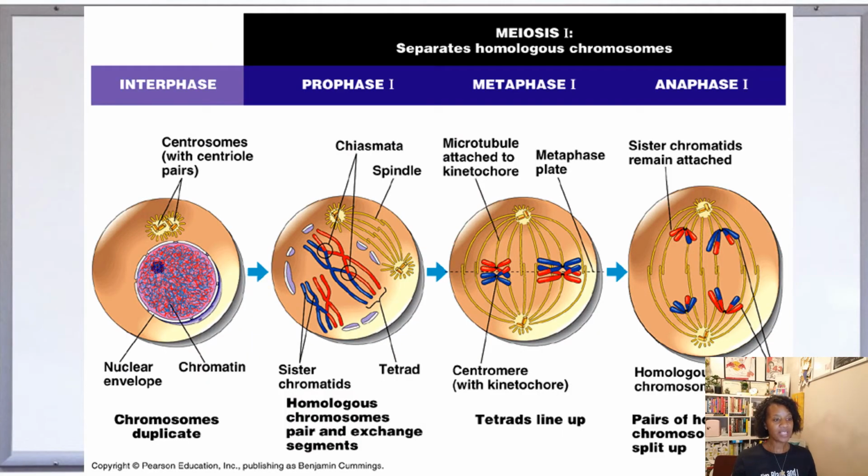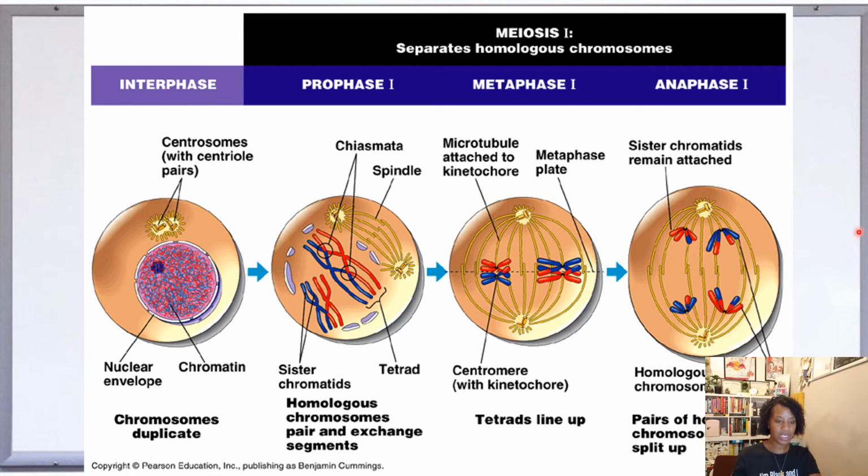In anaphase 1, we're here now. In anaphase 1, the microtubules pull the linked chromosomes apart. So in metaphase 1, they lined up at the metaphase plate. In anaphase 1, the ones on this side go to this pole, and the ones on this side go to this pole. The sister chromatids remain tightly bound together at the centromere.